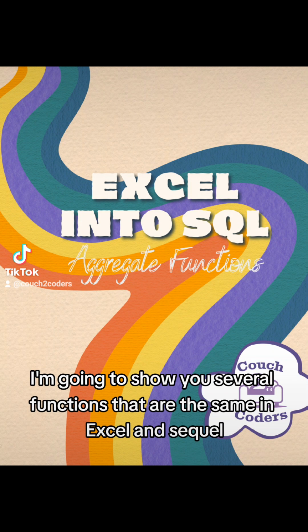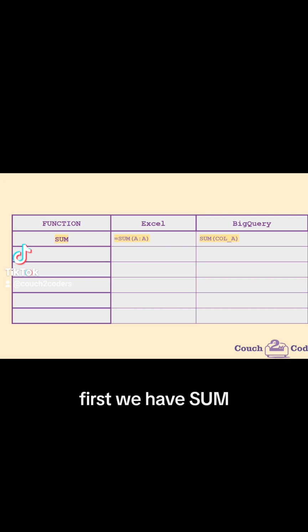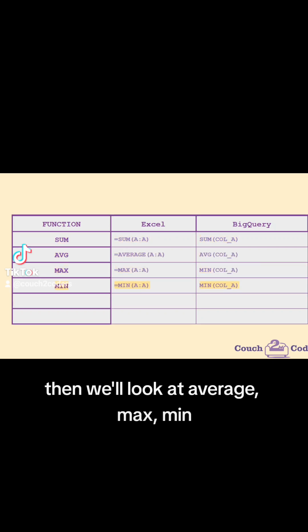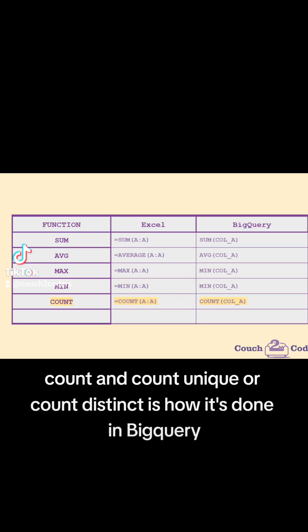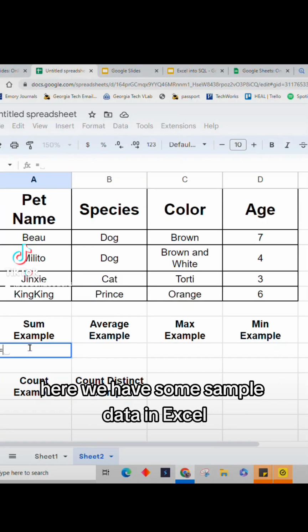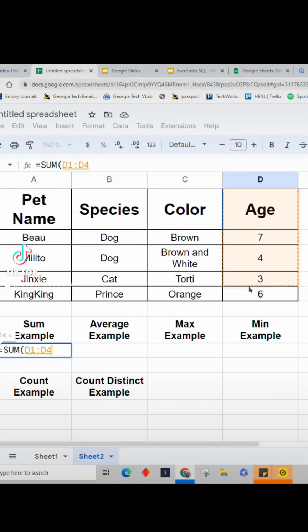I'm going to show you several functions that are the same in Excel and SQL. First, we have sum, then we'll look at average, max, min, count, and count unique, or count distinct is how it's done in BigQuery. Here we have some sample data in Excel.